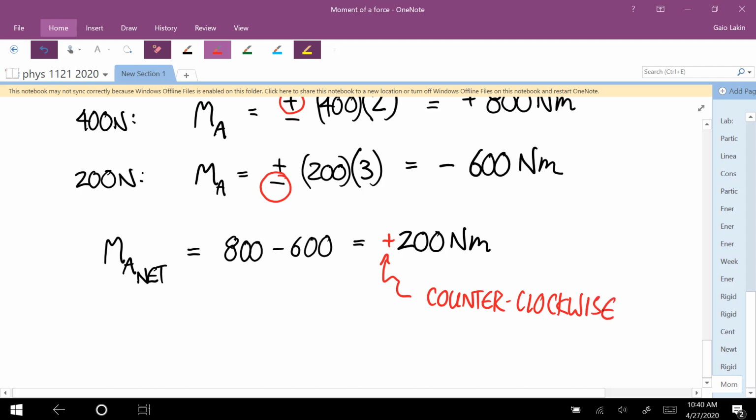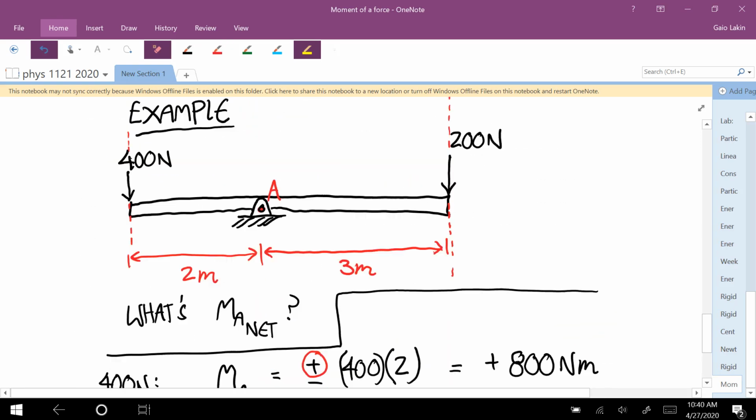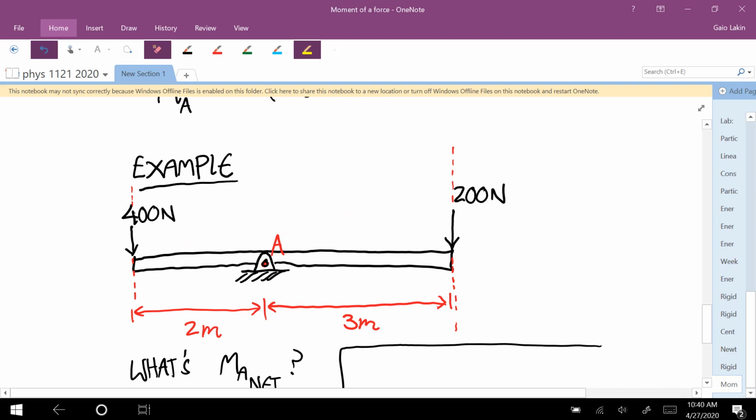Okay, so the load that we're applying is going to cause a counterclockwise rotation, and the magnitude is 200. Okay, so how much is that 200 Newton meters going to make it rotate? Is it going to make it have a huge angular acceleration or a tiny angular acceleration? Well, that we can't figure out just from the moment of the forces on its own.